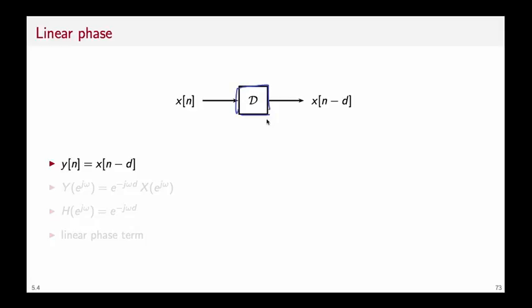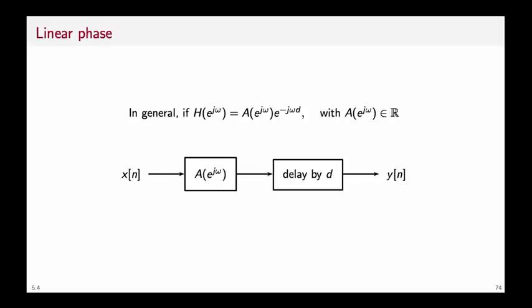To understand that the linear phase term is simply a delay in the time domain, consider the following system where we have a filter D that simply produces a delayed version of its input. The input-output relationship is this one here, and in the frequency domain we can take Fourier transforms left and right, and we obtain that Y(e^{jω}) is equal to e^{-jωd} times X(e^{jω}). This is really equivalent to saying that the frequency response of this delaying filter is simply e^{-jωd}. So again, we have a linear phase term where the phase introduced by the filter is proportional to the frequency via a factor d, which actually represents the delay in the time domain.